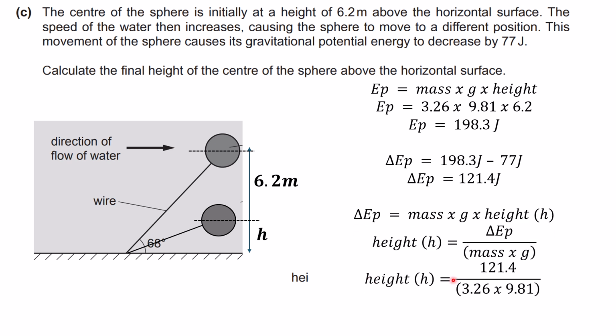So to calculate this height, we can use the same formula that we used before, but now this height will be the height that we are looking for. So rearrange this: 121.4 divided by the weight, and this height is 3.8 meters.